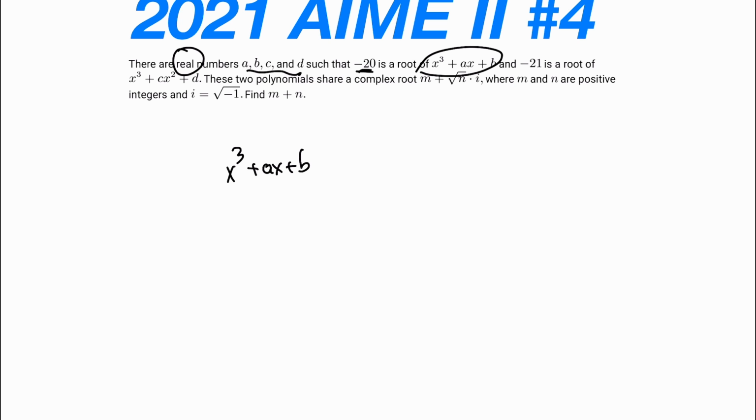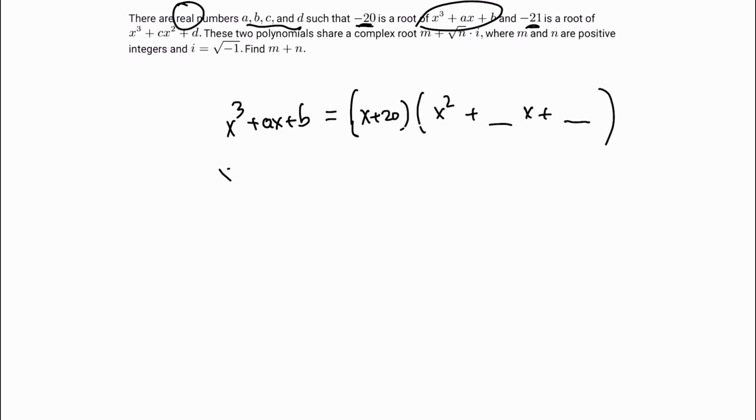It has a root of negative 20, which means we can write it as x plus 20, because it is a root, multiplied by something in the quadratic form, so something x plus something. And of course we can have negative 21, which is x cubed plus cx squared plus d, and that would be x plus 21 multiplied by something in the quadratic factor.